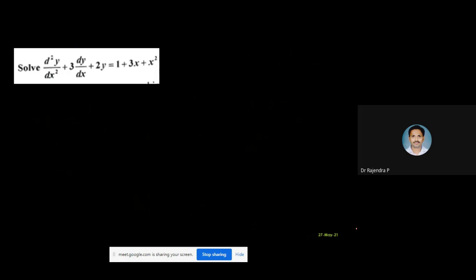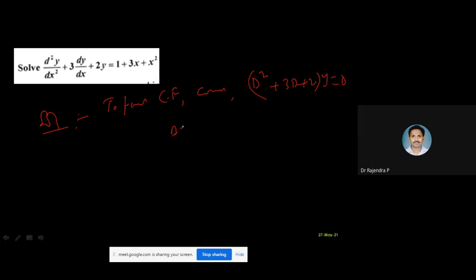Okay. So what is this problem? It is of case 3, right? Yes, sir. Immediately by seeing the problem, you have to understand what type of problem it is and how to go ahead. Anyway, we need the complementary function. To find the complementary function, we consider d square plus 3d plus 2, into y, equal to 0. So your auxiliary equation is d square plus 3d plus 2, equal to 0.